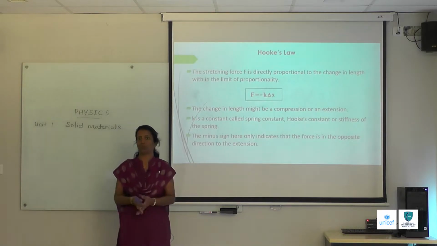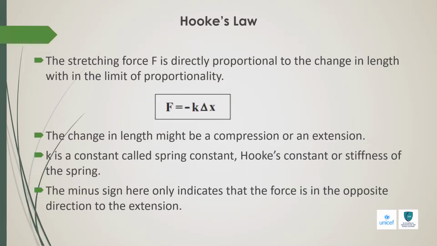When a material is subjected to force, it deforms or undergoes a change in length. The force applied, or the stretching force, is directly proportional to the change in length, but this happens within the limit of proportionality. So Hooke's law is stated as: within the limit of proportionality, the stretching force is directly proportional to extension. That is, delta F is directly proportional to delta X. To remove the proportionality sign, a constant is introduced, where delta F is equal to minus K into delta X.